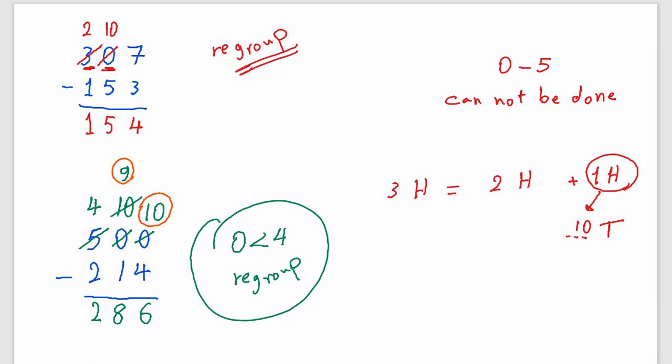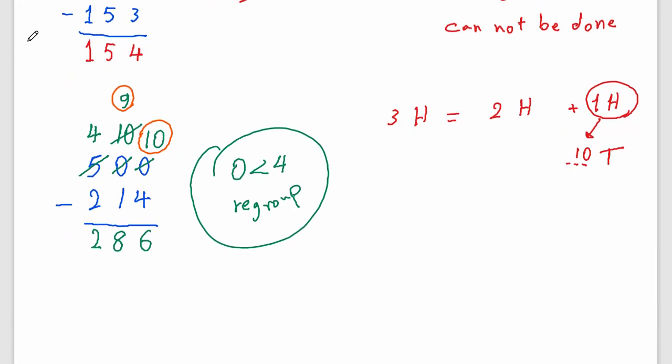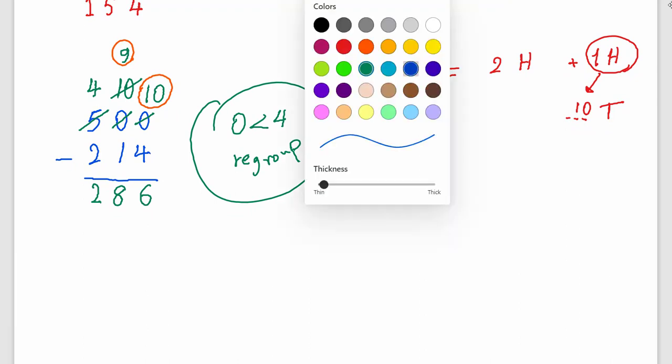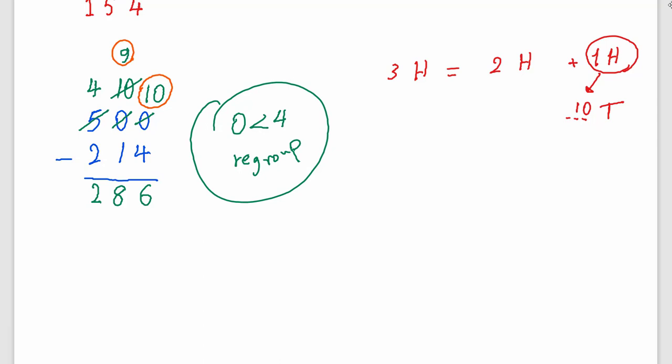Of course, my heroes, we can estimate to see if our answer is reasonable or not. And here, if I try to estimate this, okay, let's use the blue color. The 500, it will be 500. And 214, rounded to the nearest hundred, it will be 200. If you subtract 500 minus 200, you will get 300. And this number, 286, it's near to 300, so it's a reasonable answer. Okay, let's see another one.